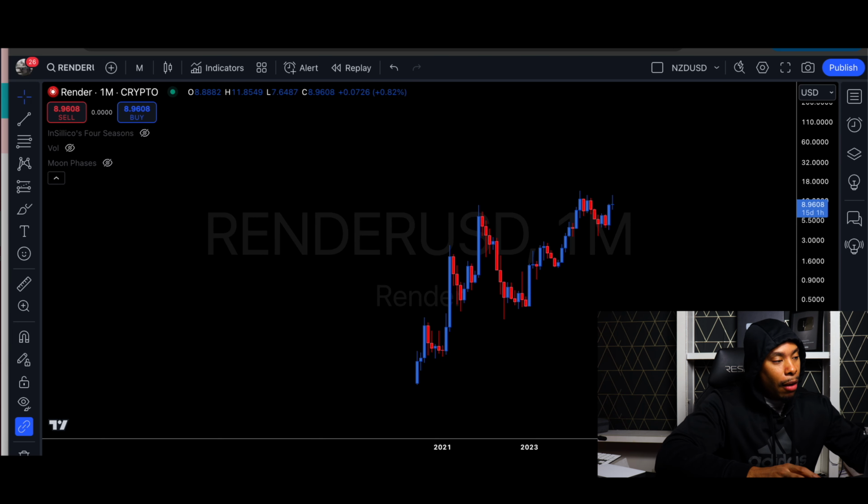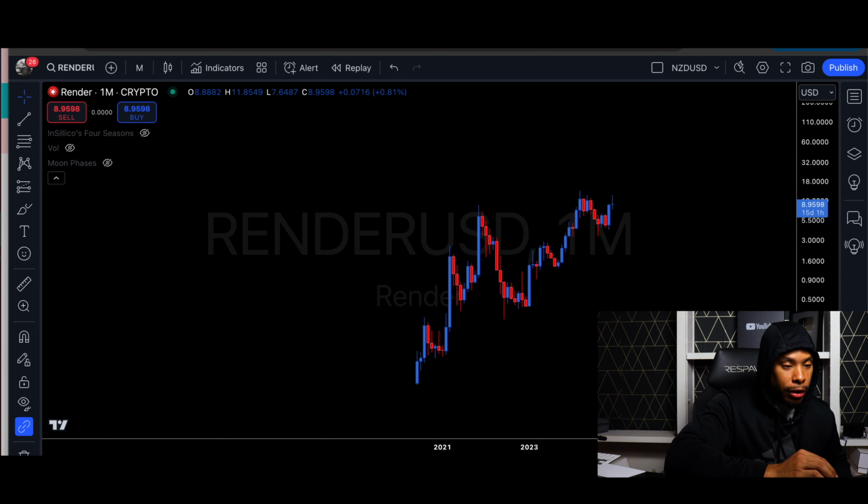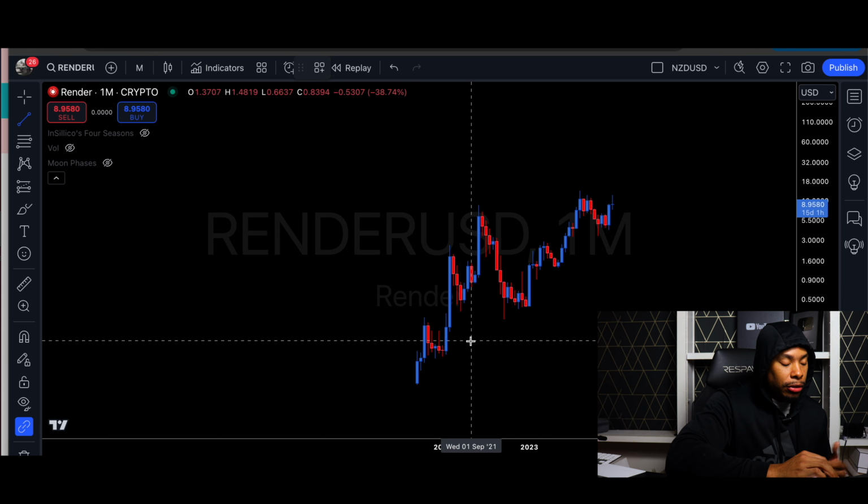And today I got one of the most slept on cryptocurrencies. I call this one the smoker. But let's hop into the charts. Now what we're looking at right now is Render. It's currently trading at $8.95. Now this is a sweet setup for this bull run. So let me just show you some things on the chart.